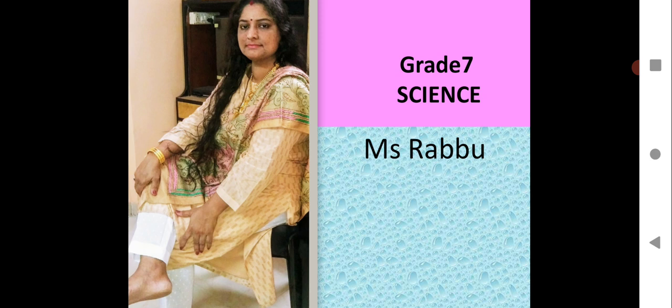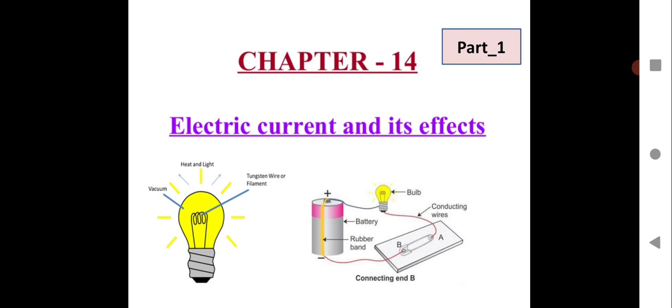So let us see what we are going to have in this virtual session of science. First, we are going to start with a new chapter, electric current and its effects, part 1. As a regular practice, you are going to write this topic in the index, write today's date, that is the date of the session, and on a new page you will write the title, electric current and its effects. So let us see what we are learning today.